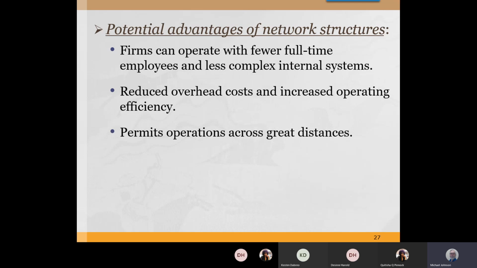Reducing overhead costs and also increasing operational efficiency. We do this as well. And also permit operations across greater distances. Maybe I can't do something because of the limitations of distance. So I hire somebody somewhere else under my rules and my regulations to finish something for me, let's say 10,000 miles away. But they're able to do it because I'm still controlling it. So this is the network idea.